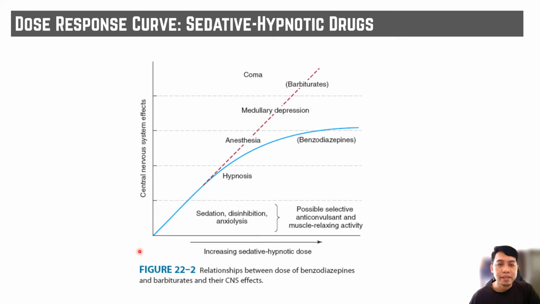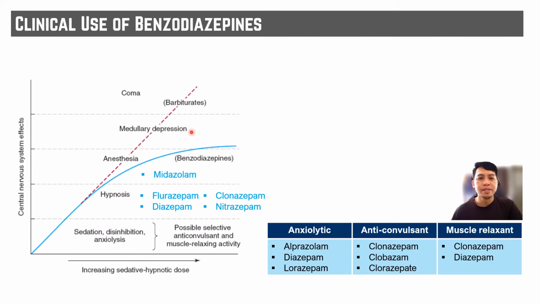Looking at this properly, the steepness of the dose response curve varies among the groups of drugs. The red line represents the dose response curve for barbiturates, and the blue line represents the dose response curve for benzodiazepines. The benzodiazepine curve, the blue line, is flatter. Besides benzodiazepines, the newer atypical hypnotic agents such as zolpidem and other Z drugs also exhibit a flatter curve, which is relatively safer for clinical use compared to the barbiturates.